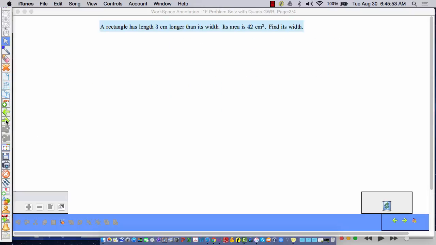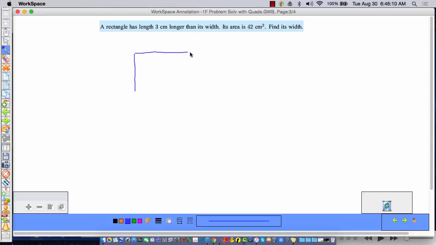Okay. A rectangle has length 3 centimeters longer than its width. Its area is 42 square centimeters. Find its width. So what we're going to do here is make a sketch of a rectangle. And I'll just say that the area is 42. And we know that area is equal to length times width. So we have to find its width.